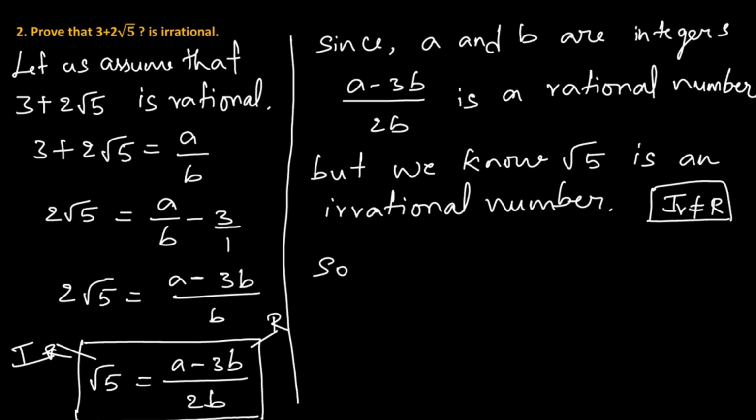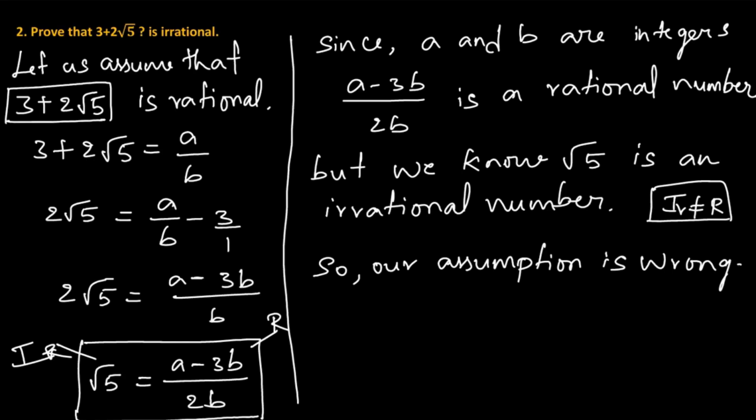So our assumption is wrong. What we assumed? We assumed 3 plus 2 root 5 is a rational number. This assumption is wrong. That's why 3 plus 2 root 5 is an irrational number.